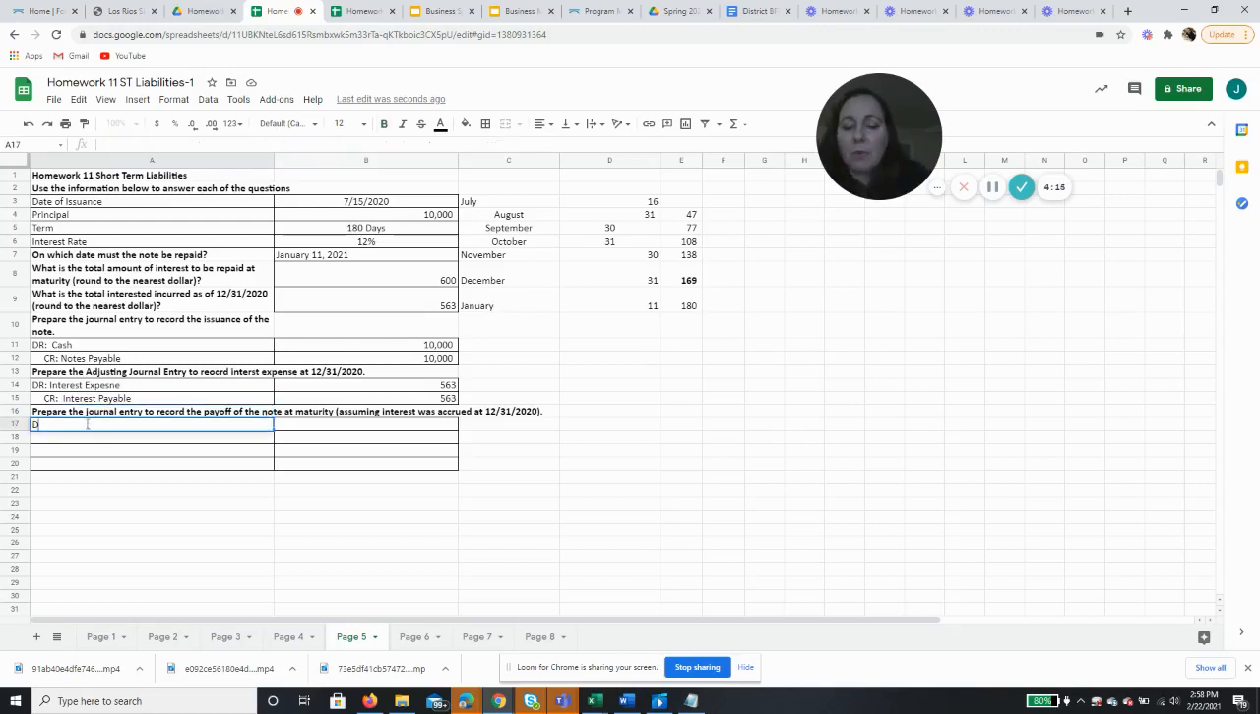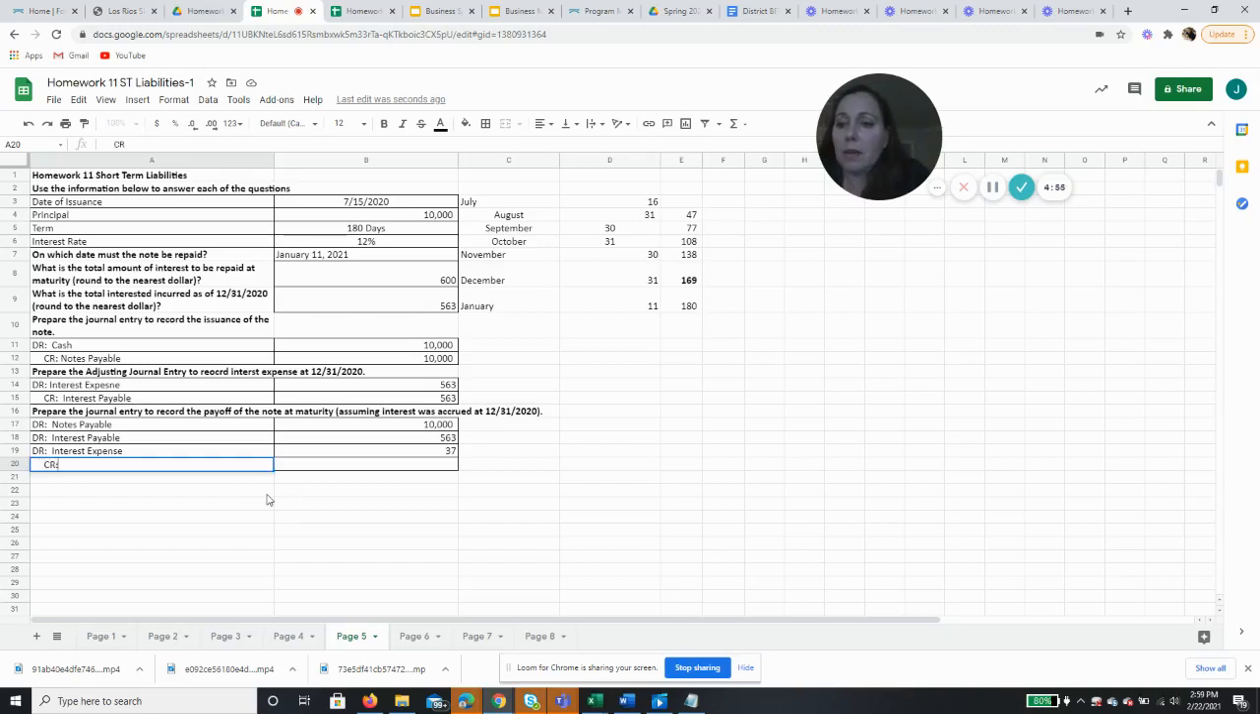All right, now it's January 11th. We got to pay off this note. So we're going to debit notes payable for the principal. We are going to debit interest payable for the 2020 interest. We're going to debit interest expense for the 2021 interest, which will be 600 minus 563. The total amount of interest we're going to owe minus the 2020 interest, which was 563. So we've incurred $37 worth of interest expense in 2021.